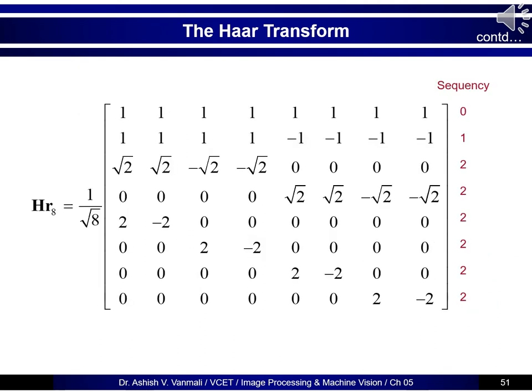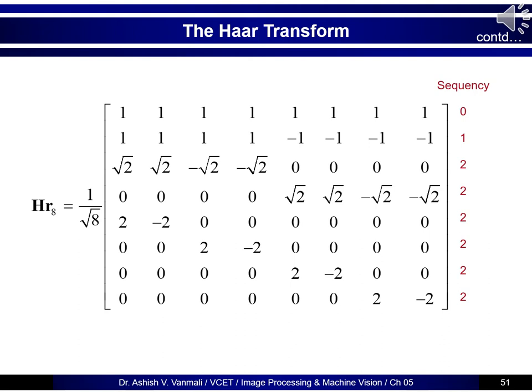If we extend it to the 8 cross 8 matrix, that is HR8, we will get it as 1 upon root 8. The first row will be all 1s. The second row will be 1, 1, 1, 1, followed by minus 1, minus 1, minus 1, minus 1. The third row will be root 2, root 2, minus root 2, minus root 2, followed by 4 zeros. The fourth row will have 4 zeros, root 2, root 2, minus root 2, minus root 2. The fifth row will have the values 2, minus 2, followed by 6 zeros. The next row will be 2 zeros, 2, minus 2, followed by 4 zeros. The next row will be 4 zeros, 2, minus 2, followed by 2 zeros. And the last row of the matrix will be 6 zeros, 2, minus 2.